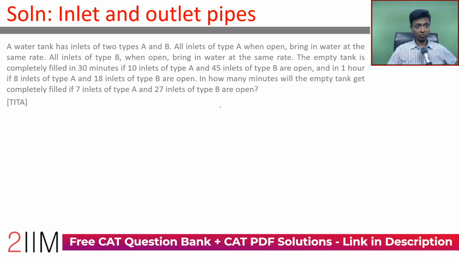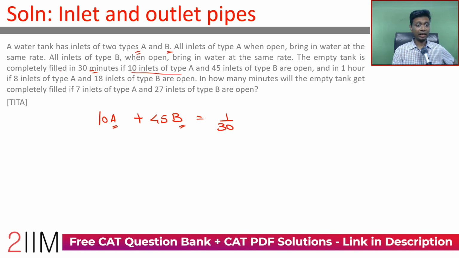Inlet and outlet pipes. A water tank has inlets of two types, A and B. All inlets of type A, when open, bring in water at the same rate. All inlets of type B, when open, bring in water at the same rate. The empty tank is completely filled in 30 minutes if 10 of type A and 45 of type B are open. We're going to assume A is the rate at which inlet A fills, B is the rate at which inlet B fills. 10A plus 45B, together they fill in 30 minutes, or in 1 minute they fill 1 by 30 of the tank.